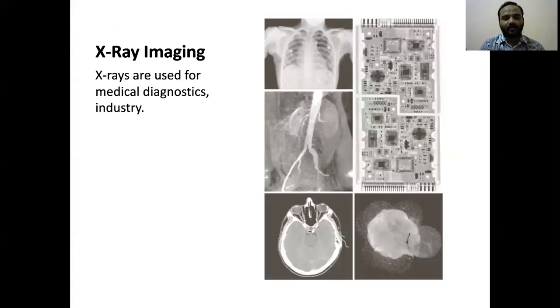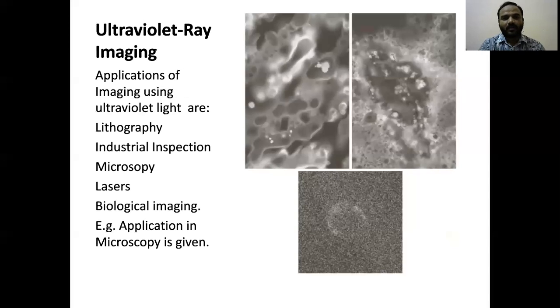It is X-ray imaging, and X-rays are also used for medical purposes as well as quality control in industries. For example, here the example taken is a printed circuit board, to check whether the parts are placed accurately or not. Coming to ultraviolet imaging, it is also used in the application of microscopy. That is, you can visualize the details at a very microscopic level.